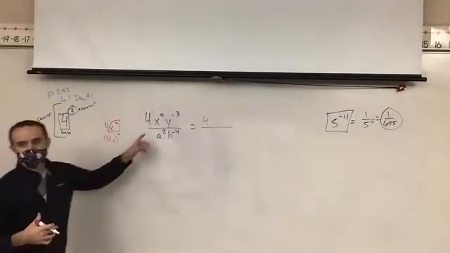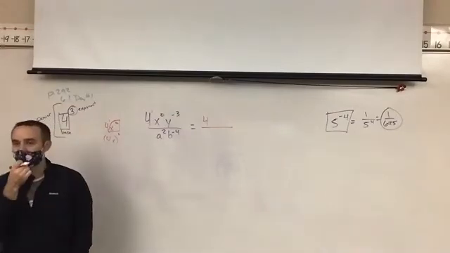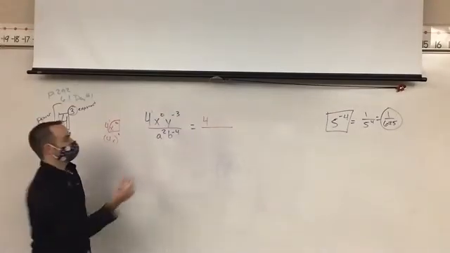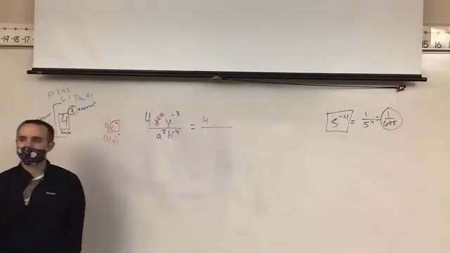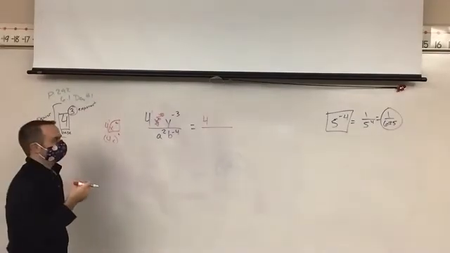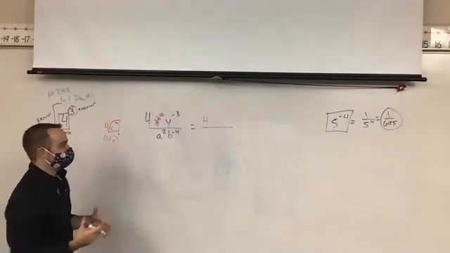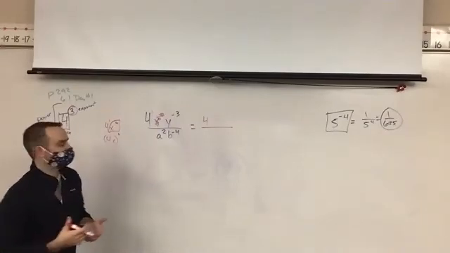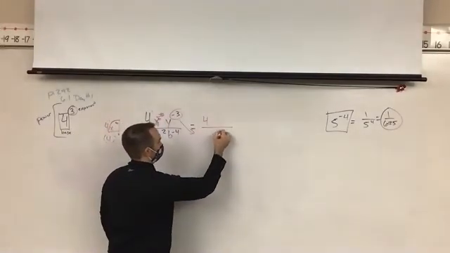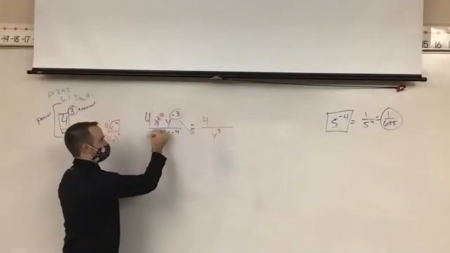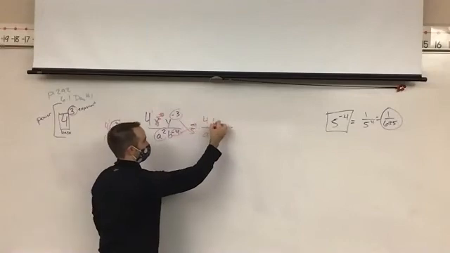What is anything to the 0 power? 1. So do I even need that? Do I need to say times 1? No. So anything to the 0 power, you can just cancel out. You can just get rid of it right away because it's not going to change anything. And then we said anything with a positive exponent is going to stay. Anything with a negative exponent is going to move. So this is a negative exponent, so it's got to move to the bottom. This is a positive exponent, so that's going to stay right where it's at. Negative is going to move.